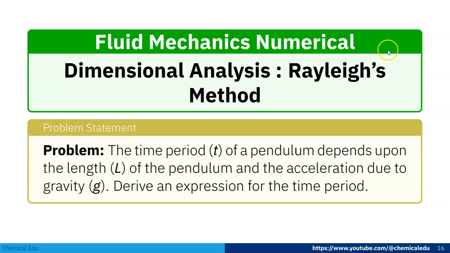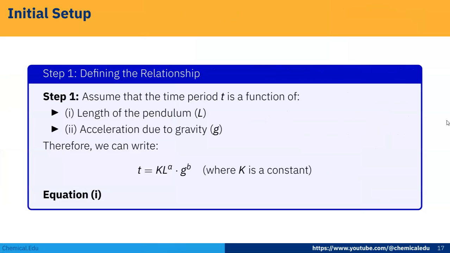So here, step number 1, first defining the relationship. Assume that time period T is a function of, one, length of the pendulum L, and second, acceleration due to gravity g. Therefore we can write T is equal to k L to the power a and g to the power b, where k is a constant and a, b are the parameters.